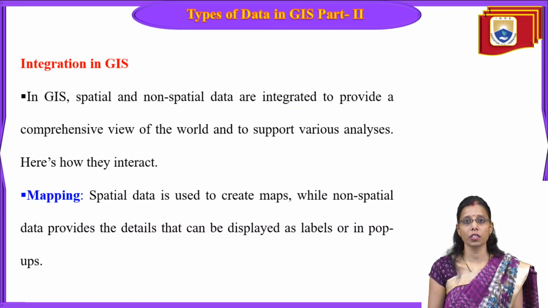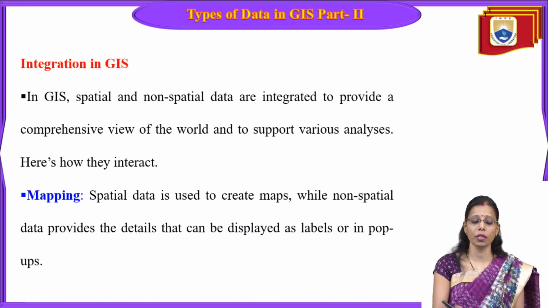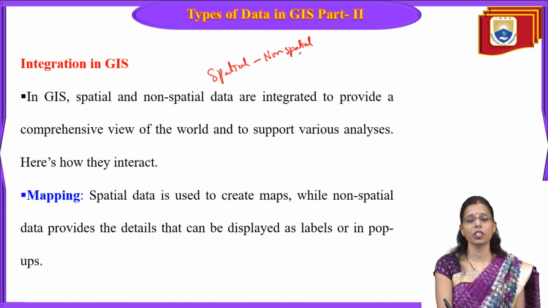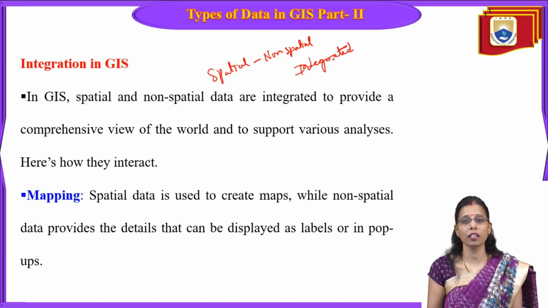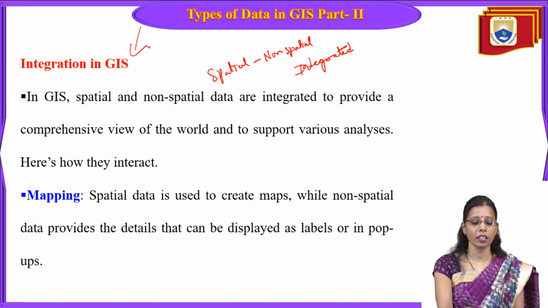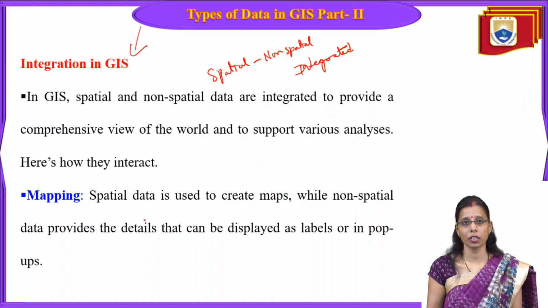So spatial and non-spatial, these two are studied together. These two pieces of information are integrated together. How is it integrated? Integration is done in GIS, that is ArcGIS software. In the coming lectures, I will be explaining ArcGIS and QGIS. This is the software where we can feed the spatial data and assign the non-spatial data to that spatial data. Later we do the integration. What is integration? The integration of spatial and non-spatial.